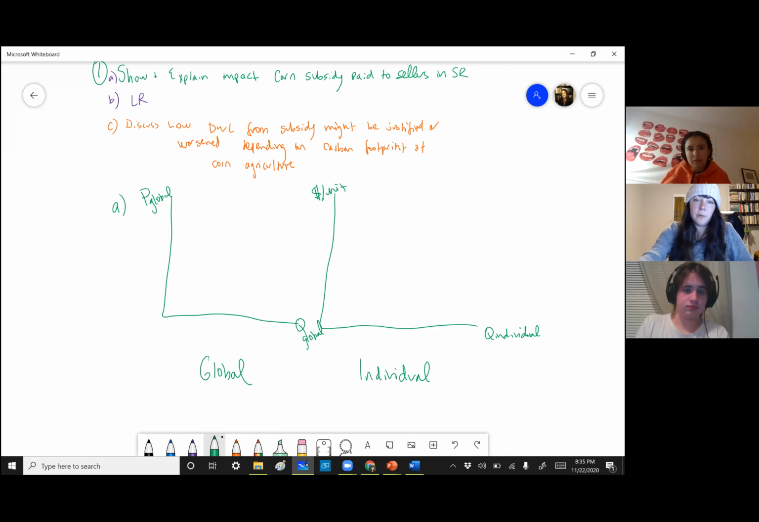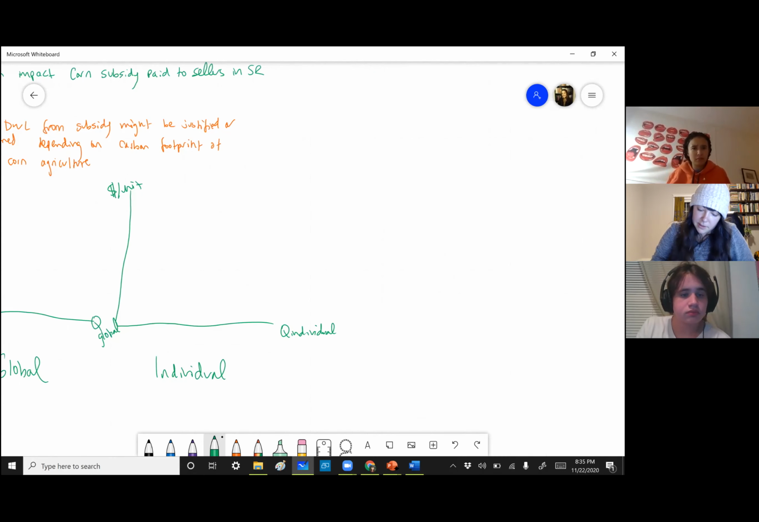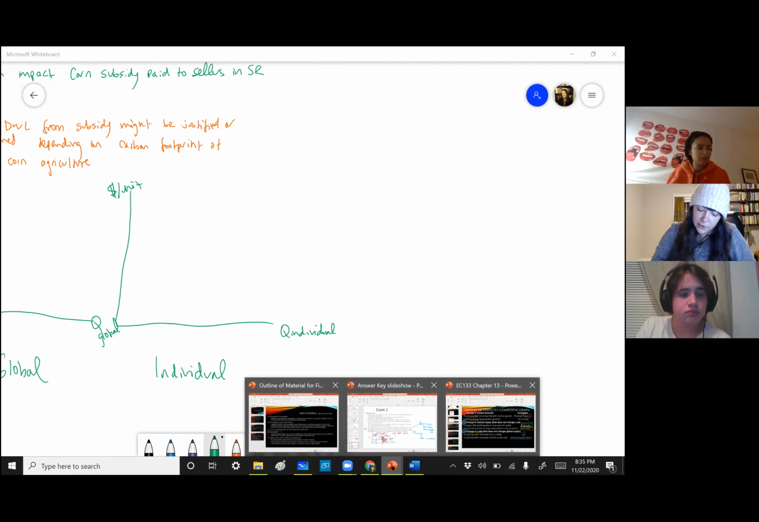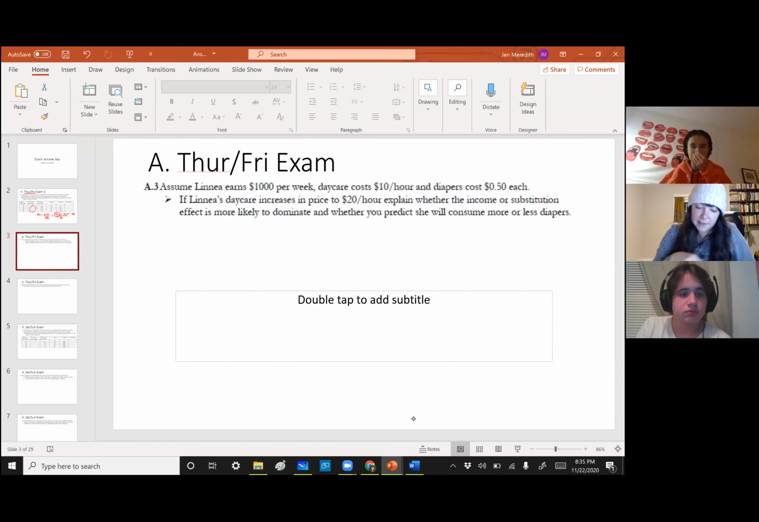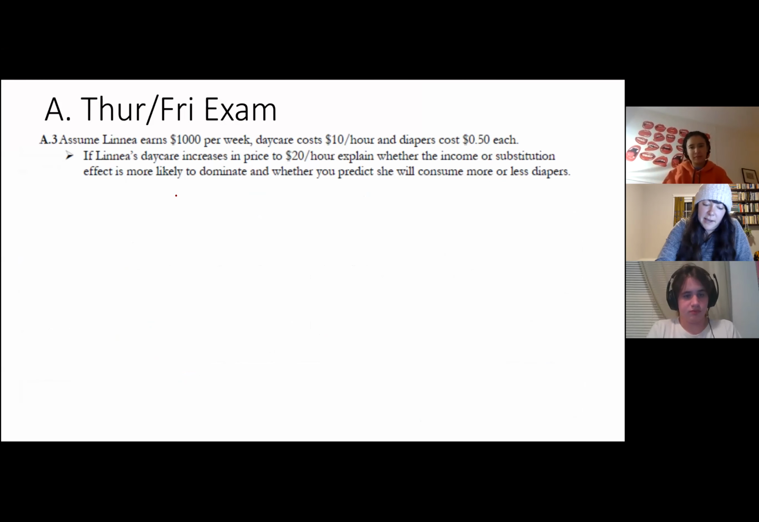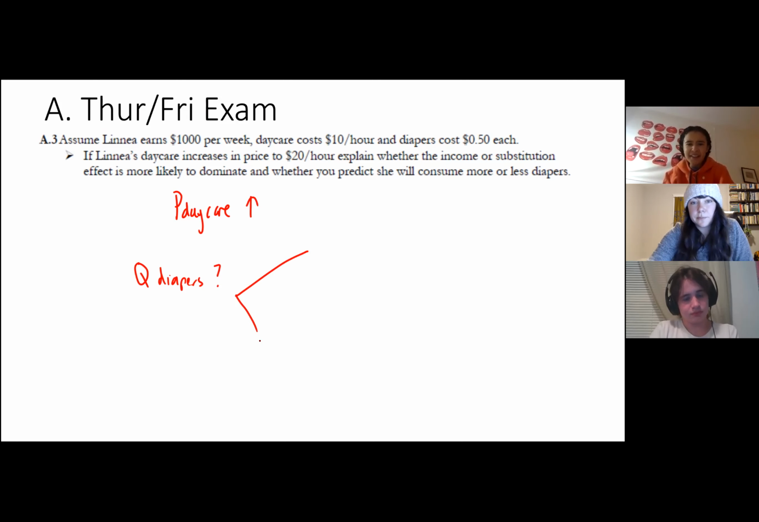Sure. So before thinking about this question, let's think about the income and substitution effects real quick. That's a great question. So going back to the first exam, I asked about them a lot. So when daycare prices go up, what will happen to the quantity of diapers? Two effects are going to impact it.